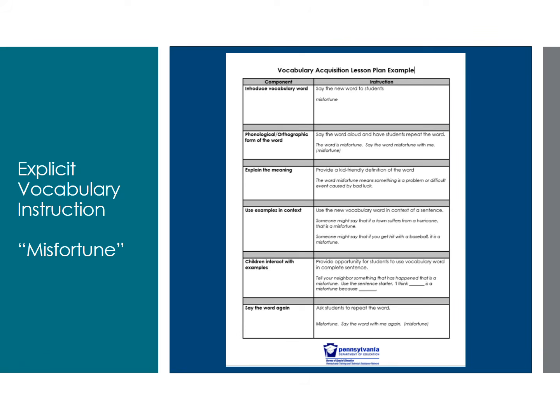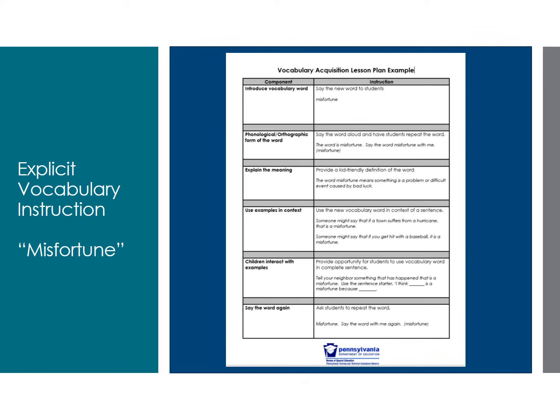Step 2. The word is misfortune. Say the word misfortune with me. Misfortune. Then the teacher provides a kid-friendly definition. The word misfortune means something is a problem or difficult event caused by bad luck.